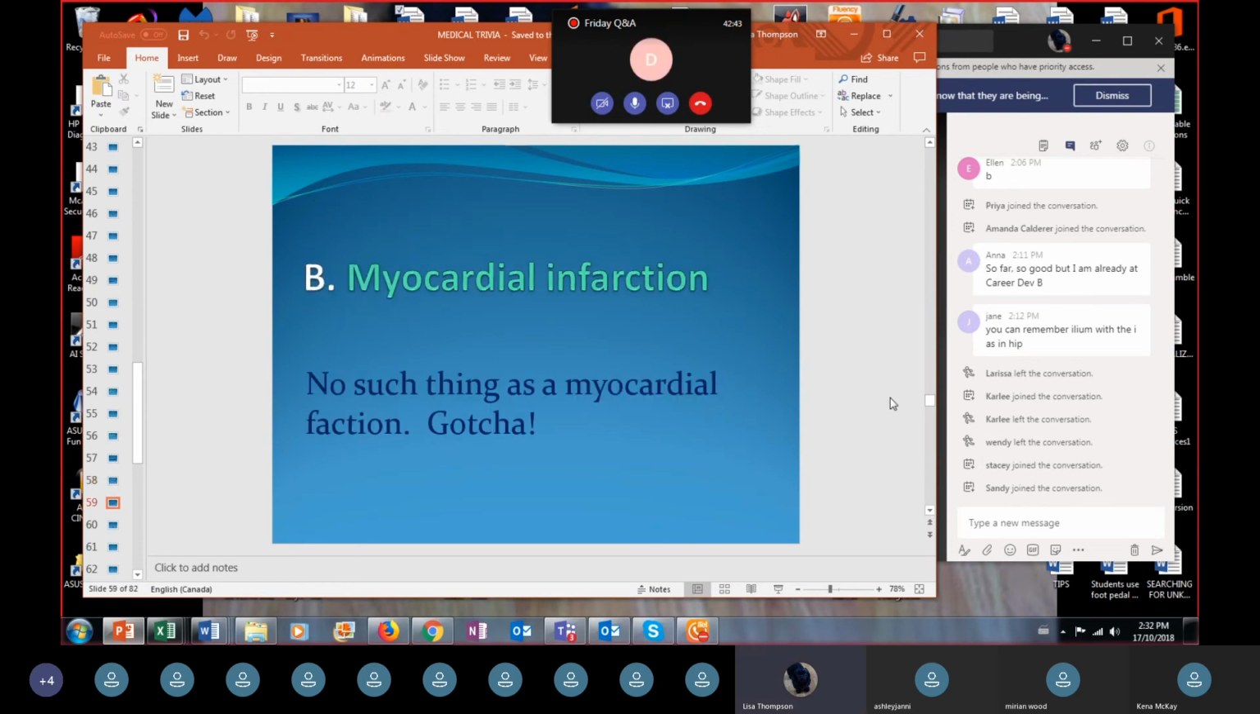The answer is myocardial infarction. No such thing as a myocardial infarction. So I got you, if anybody picked the other. So remember that: myocardial infarction. A lot of students put myocardial infection or injection, everything but it's myocardial infarction. I-N-F-A-R-C-T-I-O-N.